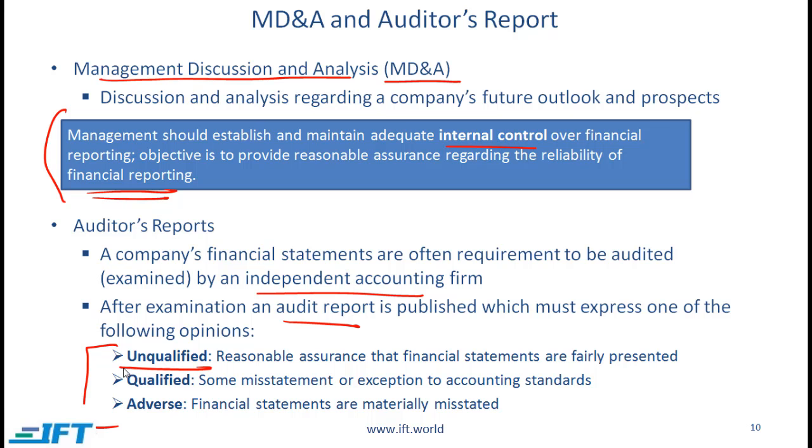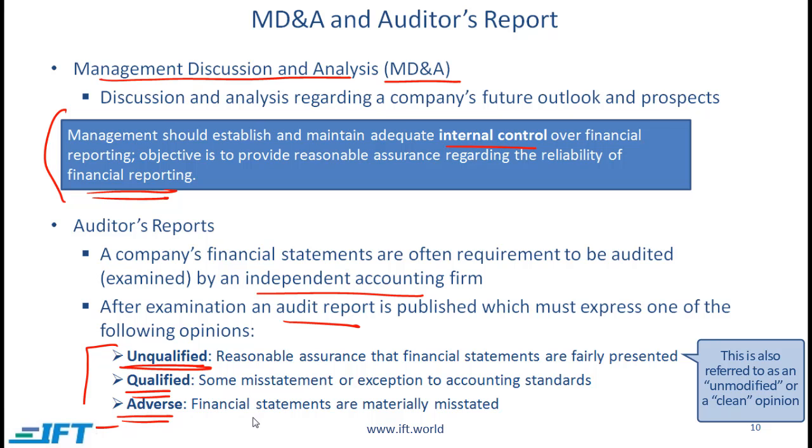An unqualified opinion is what we would like to see. This is where the accounting firm provides reasonable assurance that the financial statements are fairly presented. A qualified opinion is where the accounting firm says that there are some misstatements or exceptions to accounting standards, and an adverse opinion is where the accounting firm is saying that the financial statements are materially misstated.